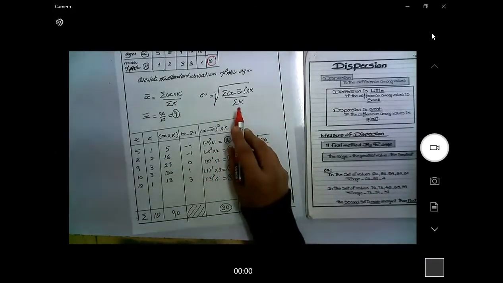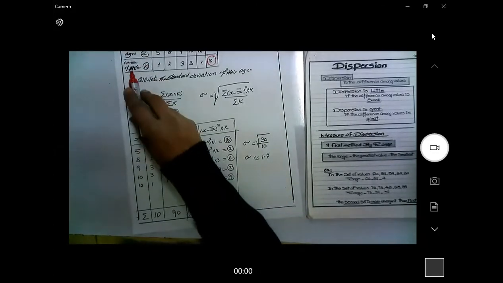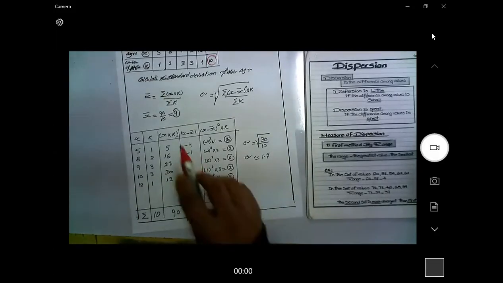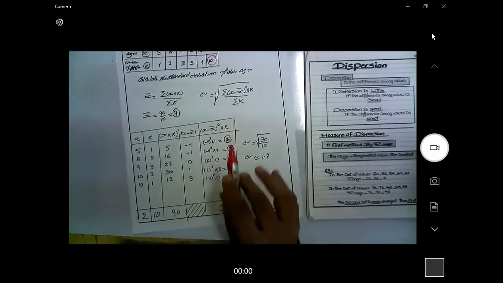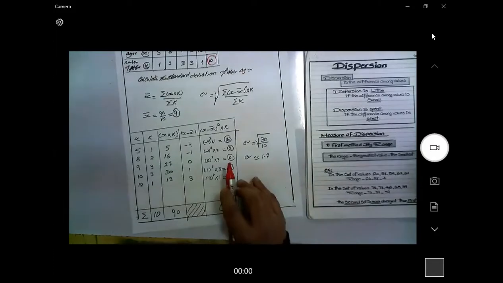Let's start at the beginning. We say that the ages represent the symbol X. The number of persons represents the symbol K. Then X is the ages, K is the number of persons, or we say it frequency. X and K, age, number of persons. How can we calculate the standard deviation for the frequency distribution?